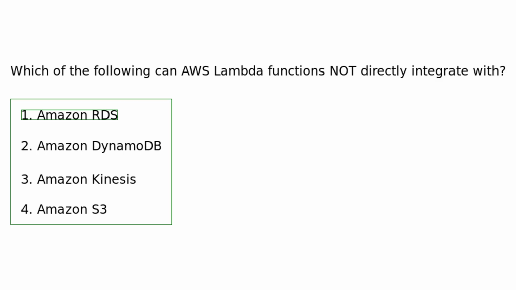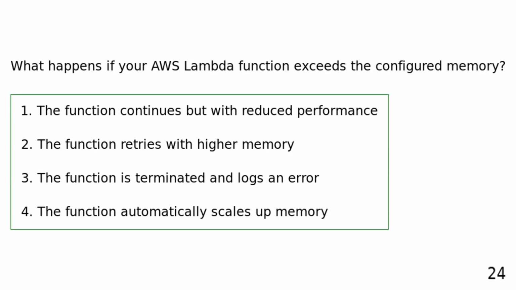AWS Lambda cannot directly integrate with Amazon RDS. It can access RDS databases but not be triggered by them. It directly integrates with S3, Kinesis, and DynamoDB. What happens if your AWS Lambda function exceeds the configured memory?